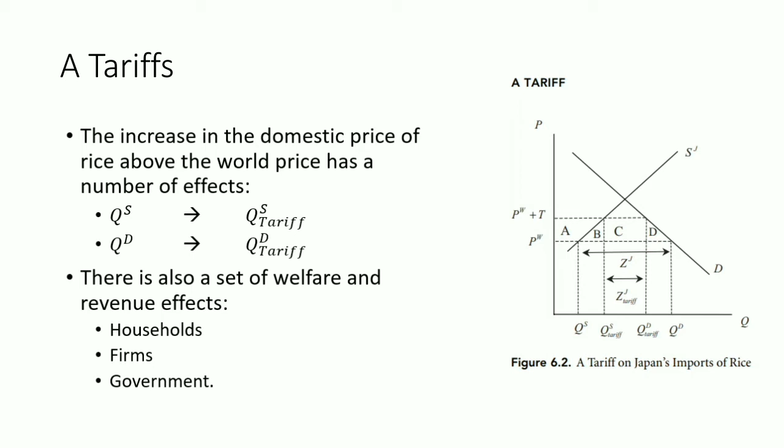Next, the fall of domestic consumption from quantity demanded to quantity demanded with tariffs. Also, the imports fall from ZJ to ZJ with tariffs. Because of this, the tariff itself suppresses the trade relationship between Japan and Vietnam in terms of importing. There is also a set of welfare and revenue effects that involves Japanese households, firms, and the government.